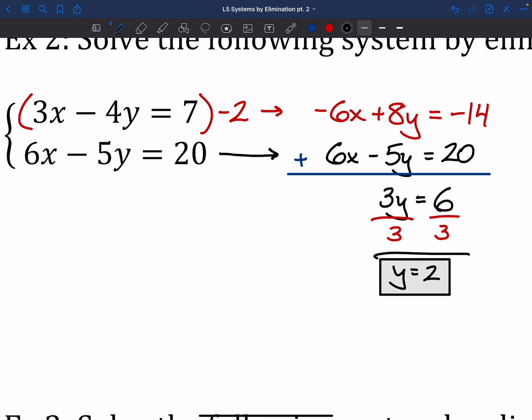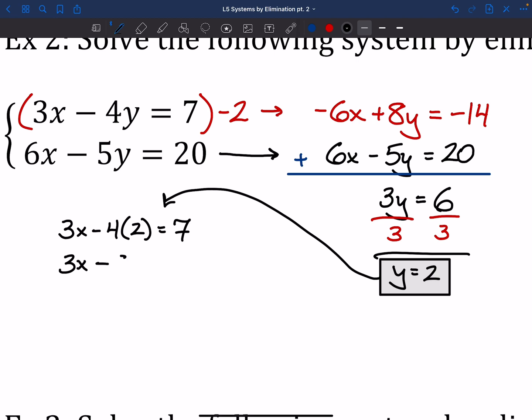All right? And then we're halfway there. We still got to plug it back in. Again, whichever one you want is fine. I'm going to plug it into the first one because it's smaller numbers. We got 3x minus 4 times that y we just found equals 7. I'm going to go ahead and simplify. 4 times 2 is 8.